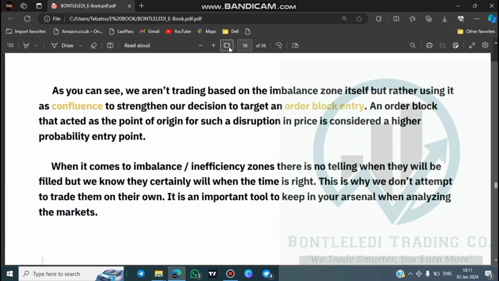So let's continue. When it comes to imbalance or inefficient zones, there is no telling when they will be filled, or where. We don't know when the right time is for it to be filled, so we do not want to try to trade them on their own. It is an important tool to keep in your arsenal when analyzing these markets.